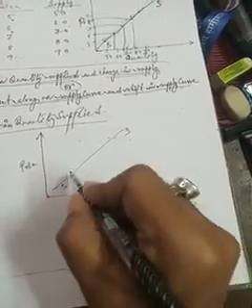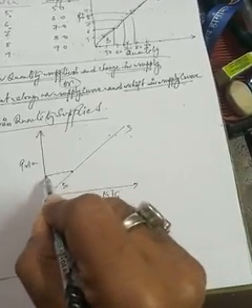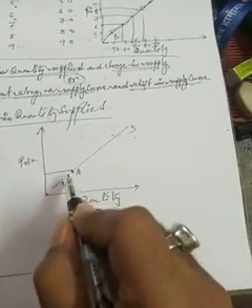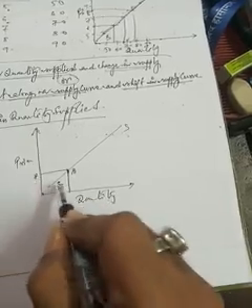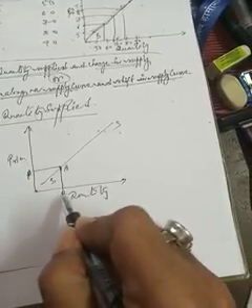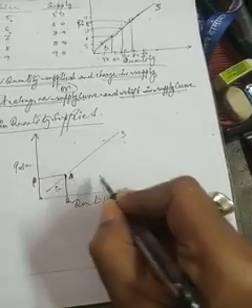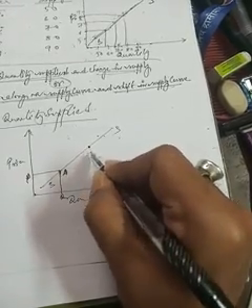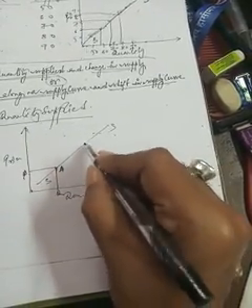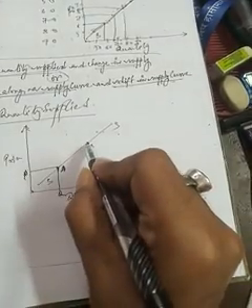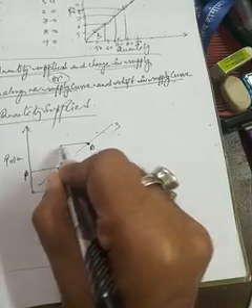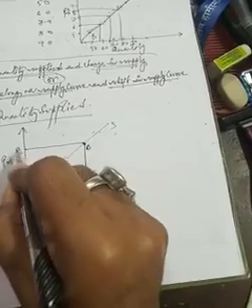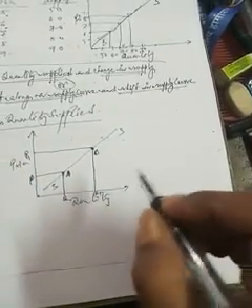Suppose I am taking a point A on the supply curve. At point A, price is P, quantity is Q. Now if you move along the supply curve upward and take a point B, then this point B represents more price, more quantity, P1, Q1.